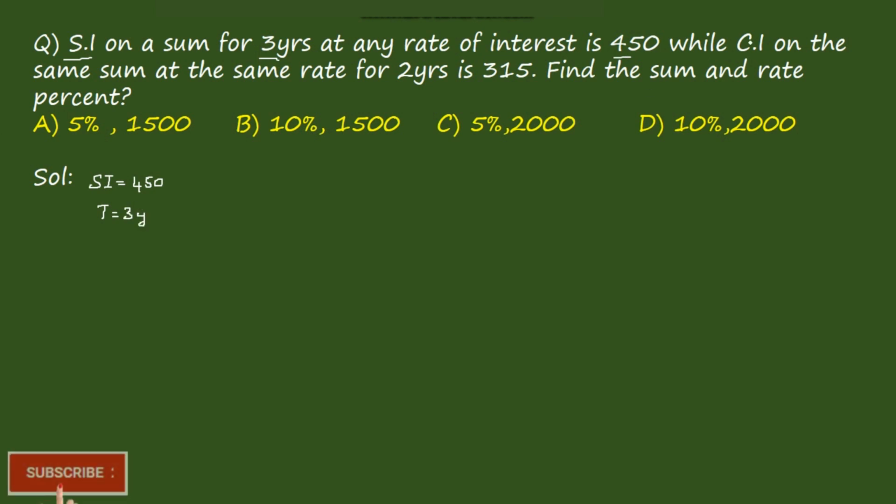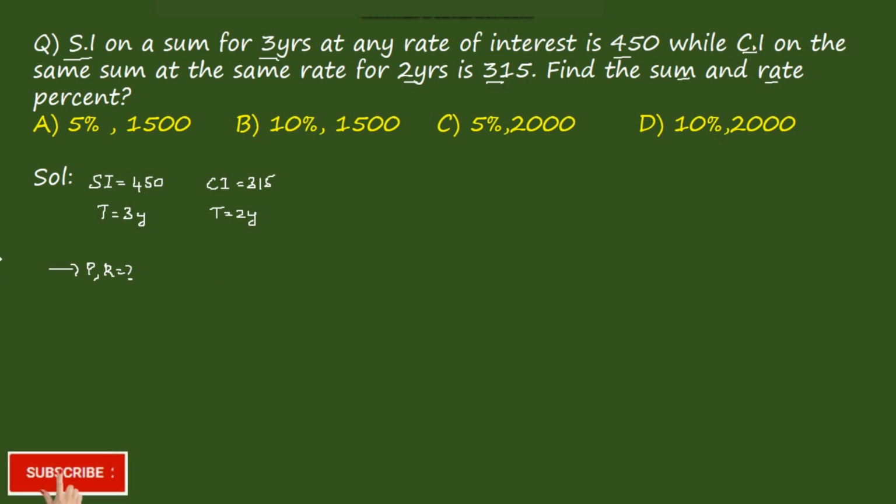Again, they are saying compound interest on the same sum at the same rate for 2 years is 315. So again, they are saying the compound interest is equal to 315, but time is given as 2 years, right? Again, they are saying find the sum and the rate percentage, right? So we have to find the value of P and R, how much, right?